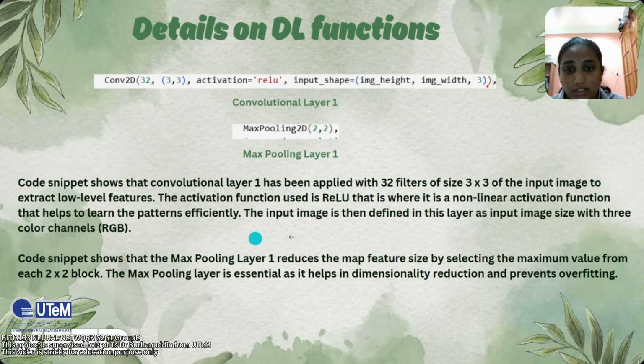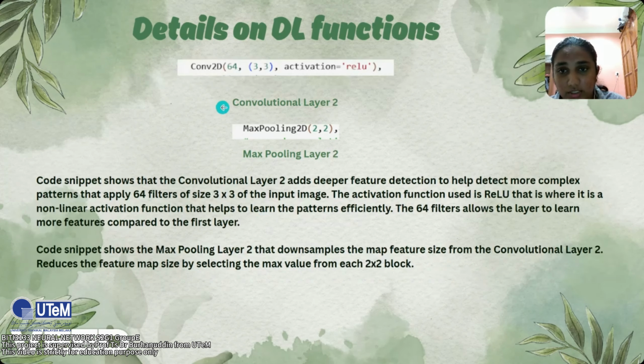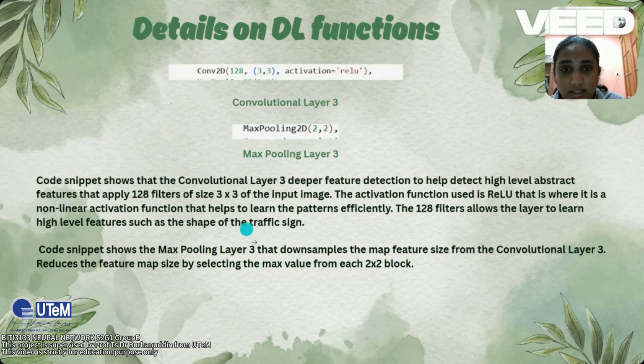The code snippet shows the max pooling layer 1 that reduces the feature map size by selecting the maximum value from each 2 times 2 block. And this is for convolutional layer 2 and max pooling layer 2. Max pooling layer 2 works the same as max pooling layer 1. Convolutional layer 2 adds deeper feature extraction to help detect more complex patterns, applying 64 filters of size 3 times 3. And this is for convolutional layer 3. It adds a deeper feature compared to convolutional layer 2, applying 128 filters of size 3 times 3. Max pooling layer 3 works the same as max pooling layer 1 and layer 2.